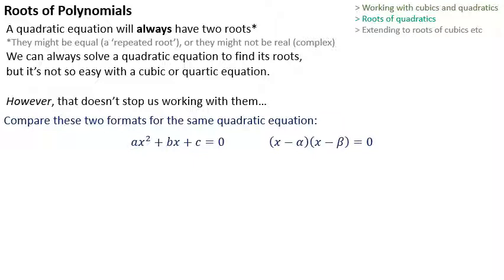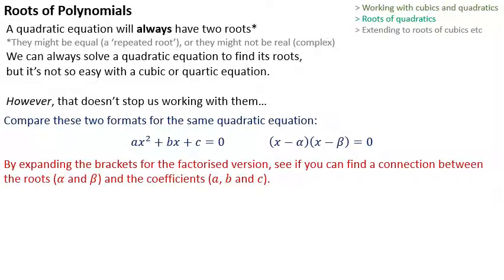And what we're going to look at now is how we can reverse engineer those so that we can find a link between the coefficients a, b, and c and the roots alpha and beta. So I'd like you to give it a go first. Pause the video and expand the brackets and see if you can find some sort of connection, write an equation that links alpha and beta with a, b, and c. When you're ready, unpause and we'll continue.